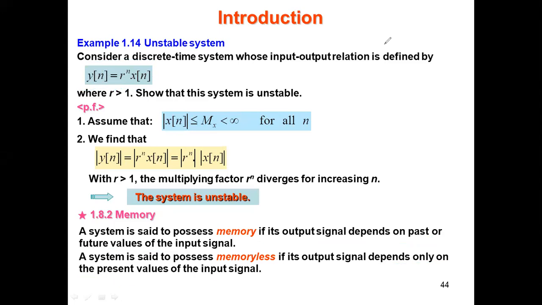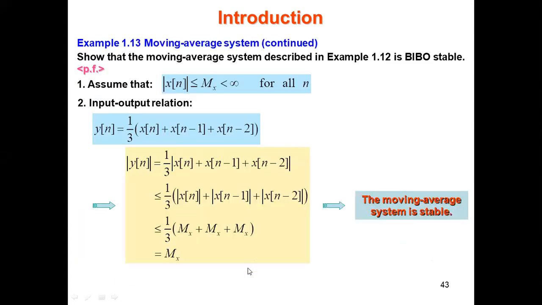Now let me take this previous example. What was that? See here. Here y of n depends on x of n current value, n minus 1 and n minus 2. Your current semester, previous and previous to that. So it is referring to previous values. Since this y of n depends not only on x of n but x of n minus 1 and n minus 2, this is called a system with memory.